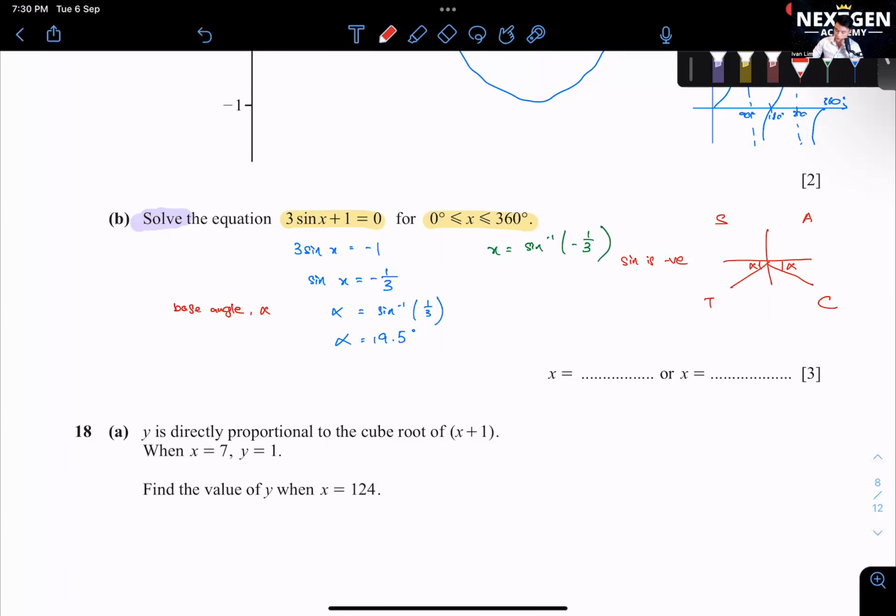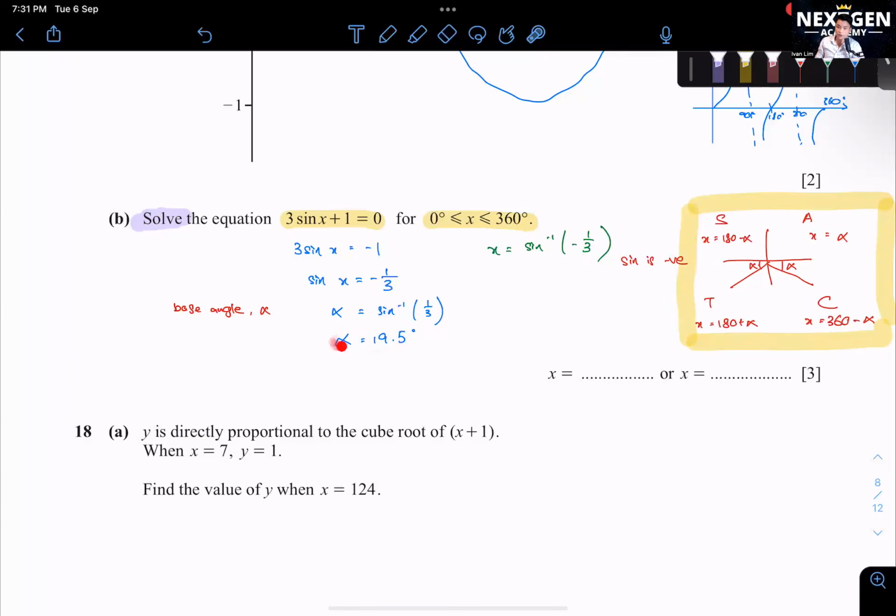If it's in the first quadrant, your value of X will just equal alpha. Second quadrant, your X will be 180 minus alpha. Your third quadrant is 180 plus alpha. Your fourth quadrant is 360 minus alpha. You just write this part down first. I will share with you in the group which videos you need to watch if you don't know how to do this.